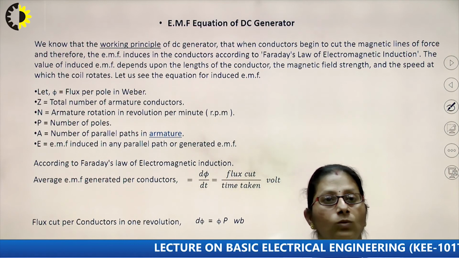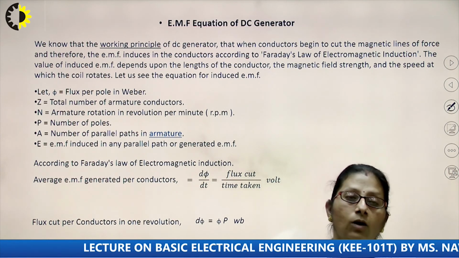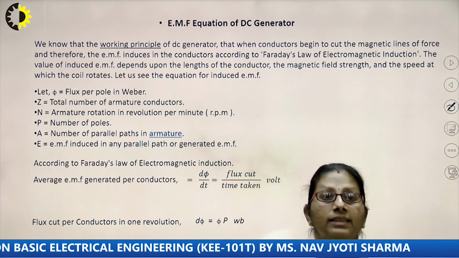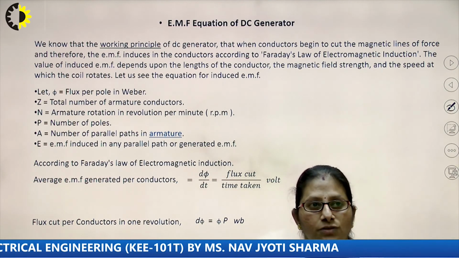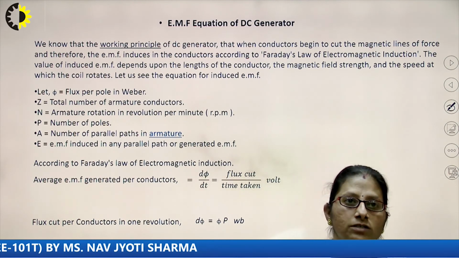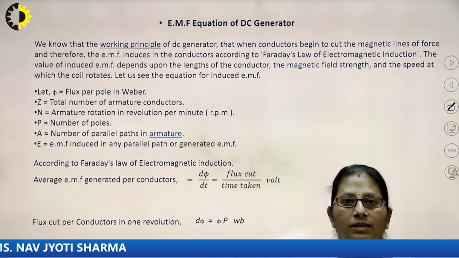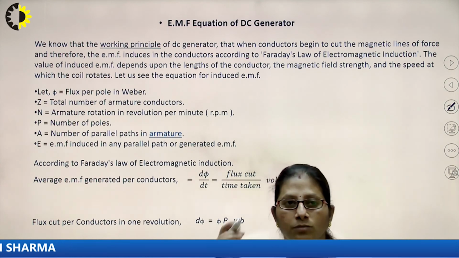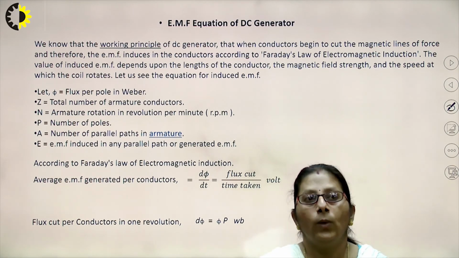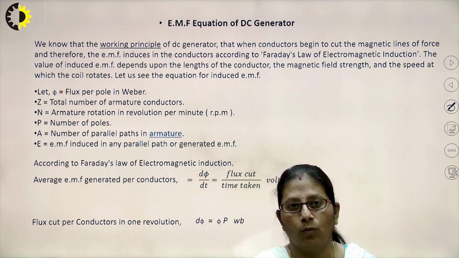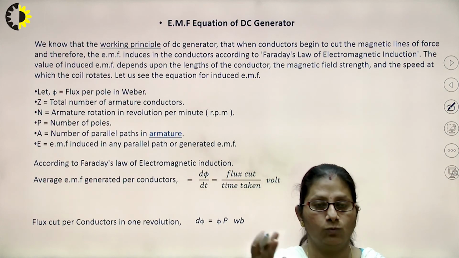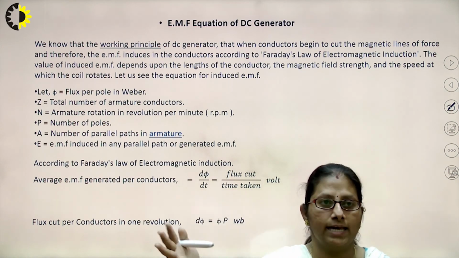Now, we have seen how the DC generator works. The important thing is, what is the EMF generated in the DC generator? The working principle is that when a conductor begins to cut the magnetic lines of force, an EMF is induced in the conductor according to Faraday's law of electromagnetic induction. The induced EMF depends upon the length of the conductor, the magnetic field strength and the speed at which the coil rotates. That is BLV sin theta.